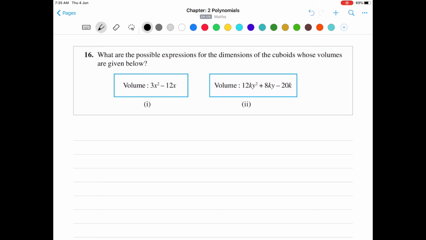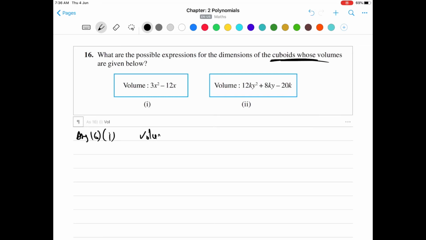Now let's come to the last question of this exercise. What are the possible expressions for the dimensions of the cuboid whose volumes are given below? So we are given the volume of a cuboid, and the volume of the cuboid is given by the formula length into breadth into height. Okay, let's write its answer.